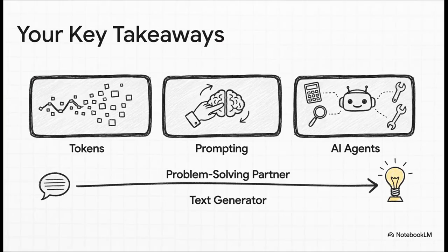So if you remember anything from this, let it be these key ideas. First, AI reads our world by breaking it down into little pieces called tokens. Second, prompting is a real skill. It's how we guide the AI's thinking process. And third, AI agents are the next big frontier because they combine that powerful thinking with the ability to act using tools. This whole evolution is transforming AI from just a fancy text generator into a genuine partner that can help us solve real problems.